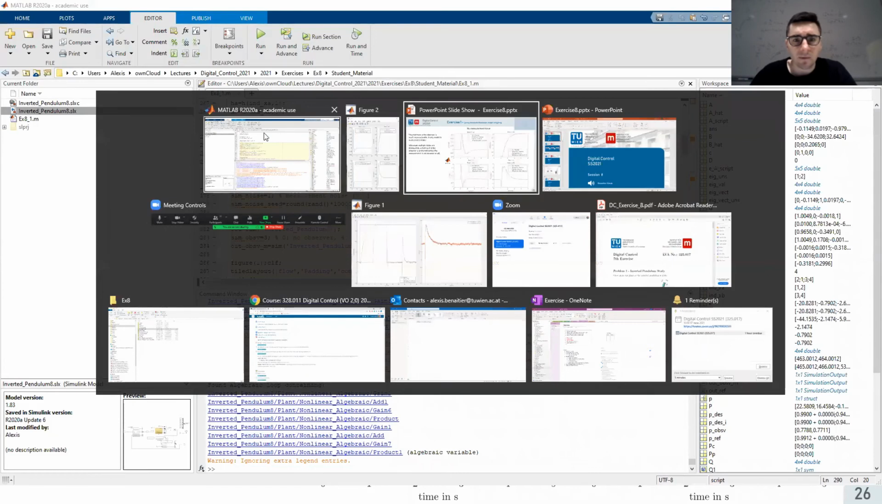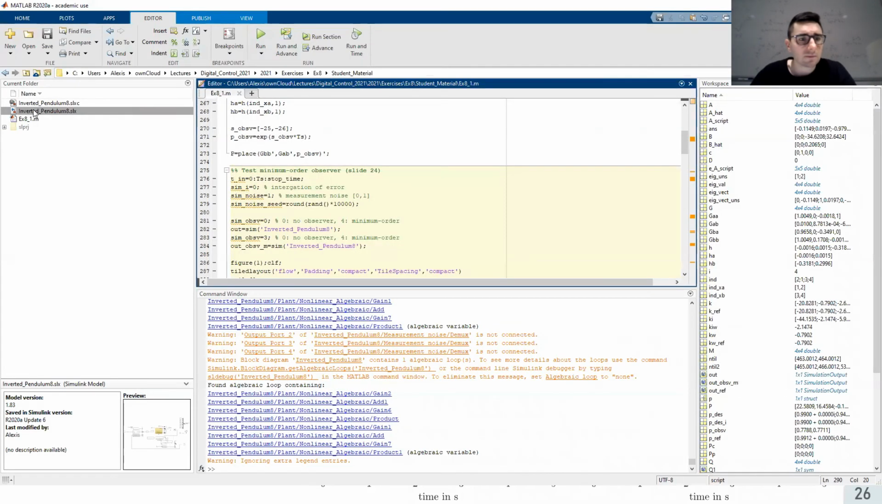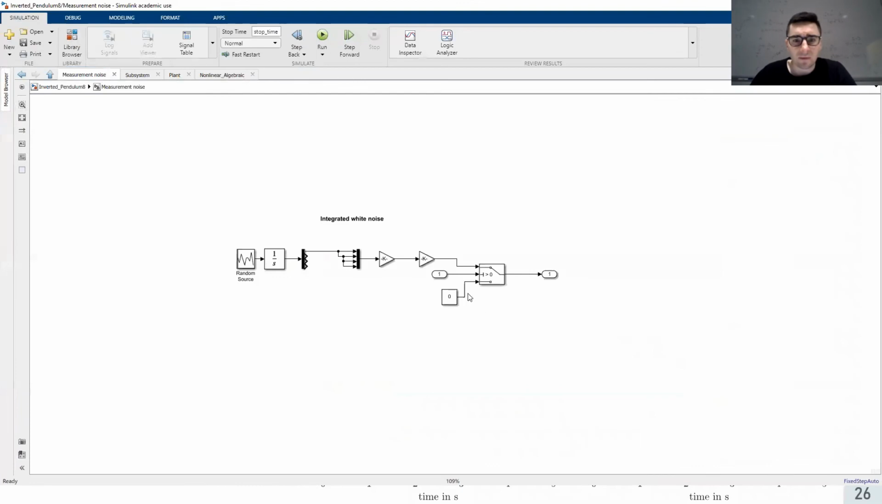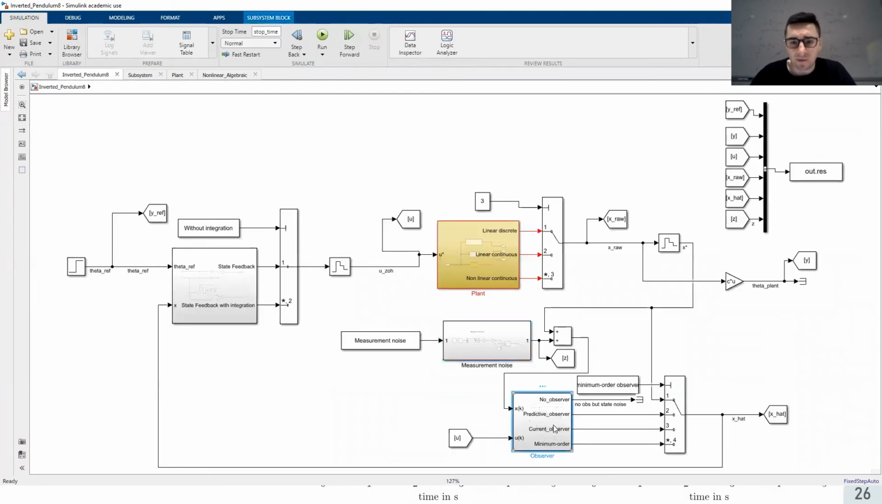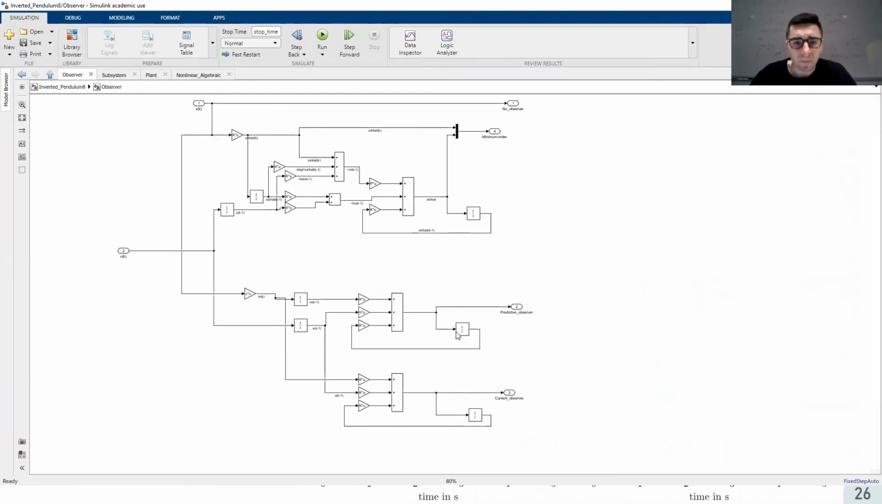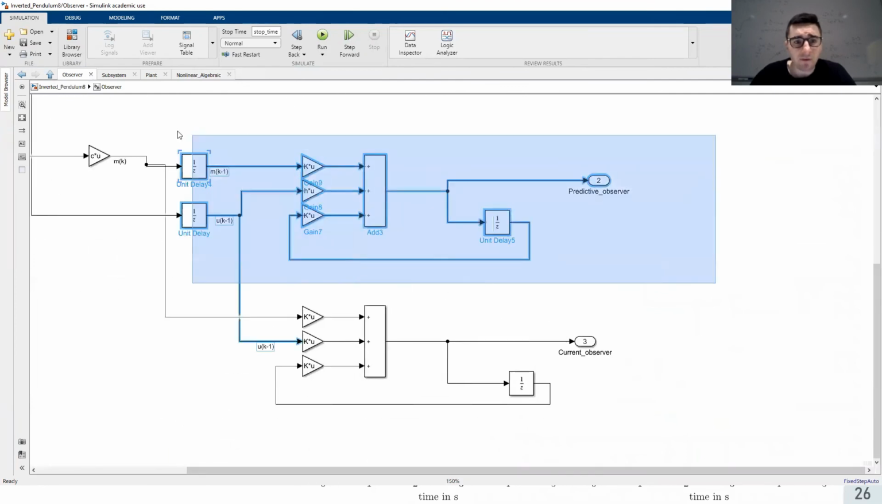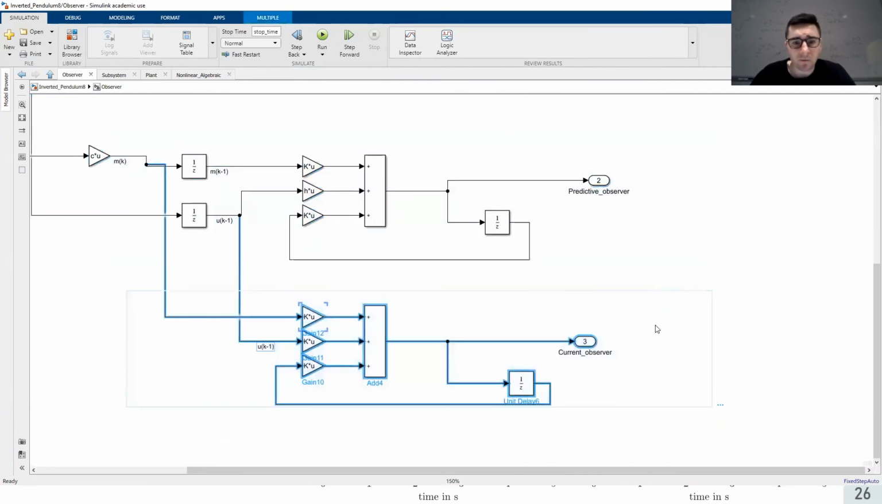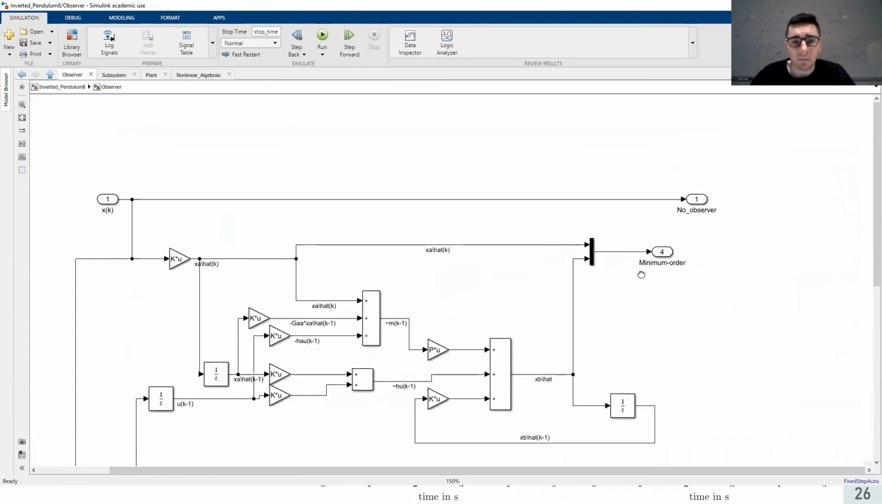Where is Simulink? So the minimum order observer is here. First, I'm going to show you. These were the predictive observer and the current observer from last time. And now we've got the minimum order observer.